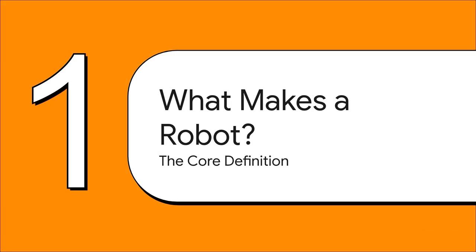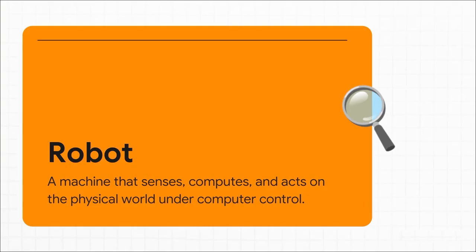All right, first things first. We need a solid definition, something that cuts through all the sci-fi stuff we see in the movies and gets down to what really matters. Okay, so here's the key takeaway, the core idea. It all boils down to a three-step dance. Sense, compute, and act. It has absolutely nothing to do with whether it looks like a person. It's all about what it does. It has to sense its environment, think about what to do, and then physically act on the world around it.